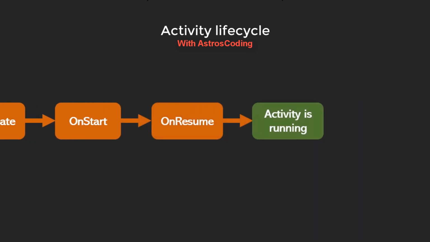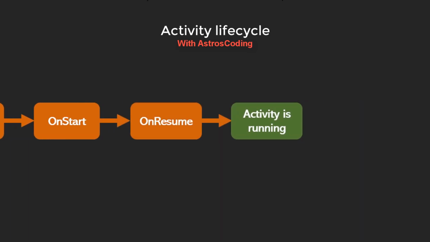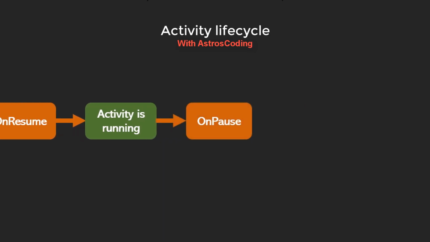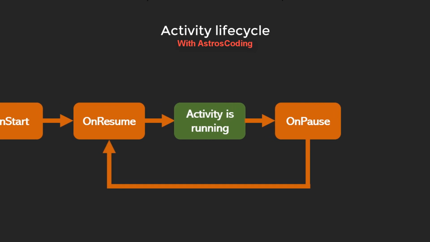After that, onResume is called, and the app is fully visible and interactive with the user. If something interrupts the activity, then it moves to the paused state. If you navigate back to the activity, the system once again calls onResume and stays there.